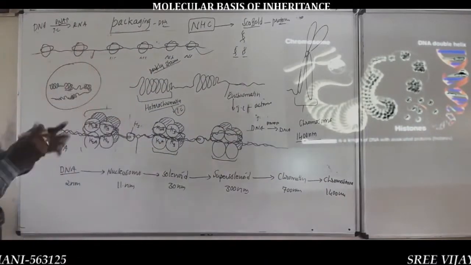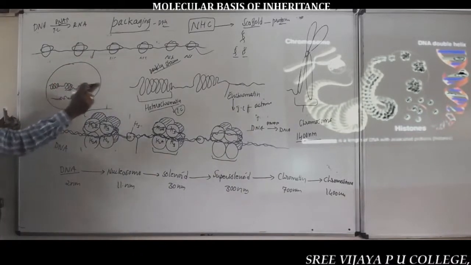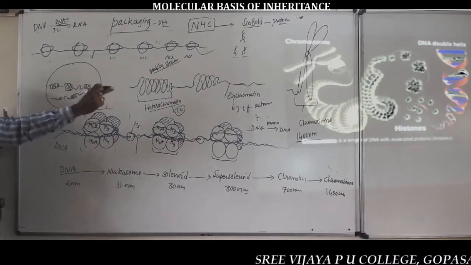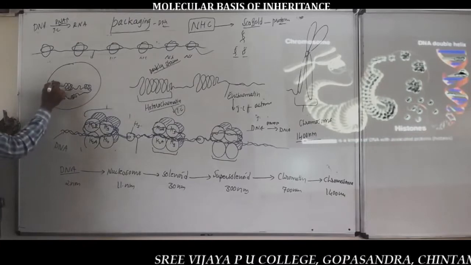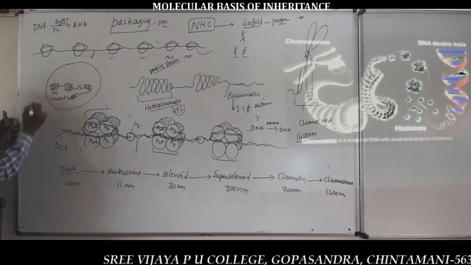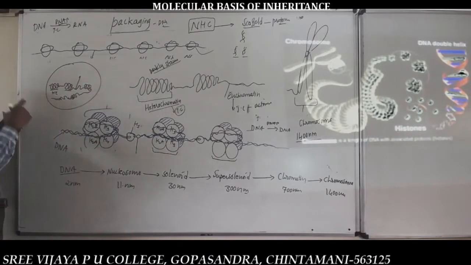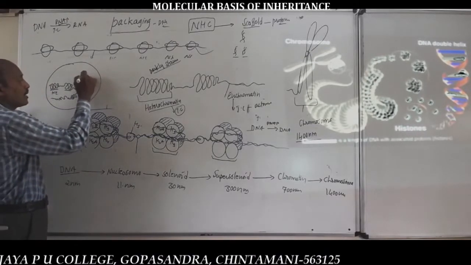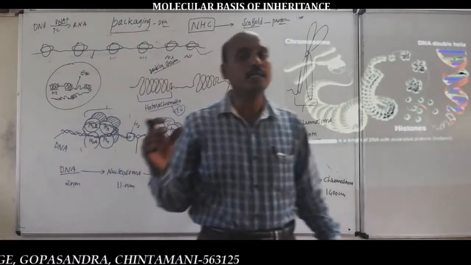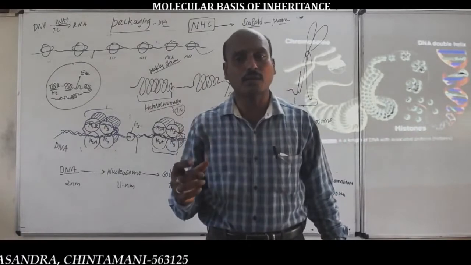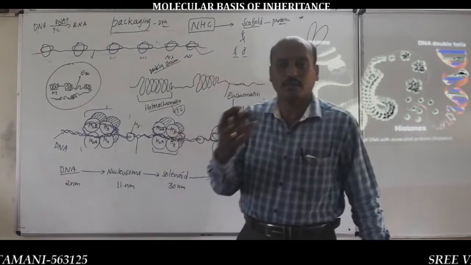So after organization of DNA within the nucleus in the form of chromatin fibers or chromosome, some regions of chromosome are more coiled and darkly stained. This is called heterochromatin, while some regions of chromosome are less coiled and lightly stained. This condition is called euchromatin. Here heterochromatin is transcriptionally inactive, functionally inactive, and euchromatin is functionally active, transcriptionally active.